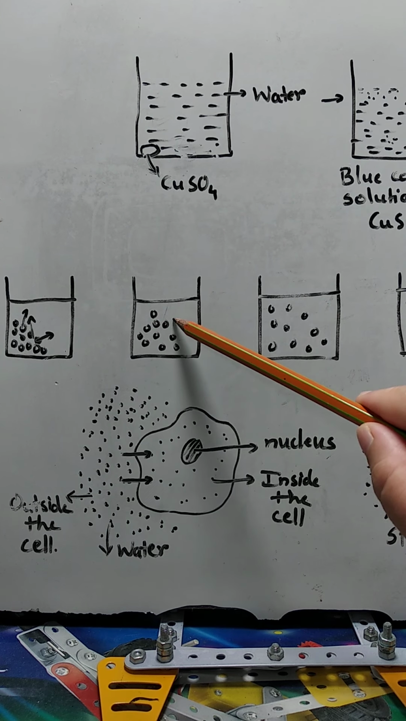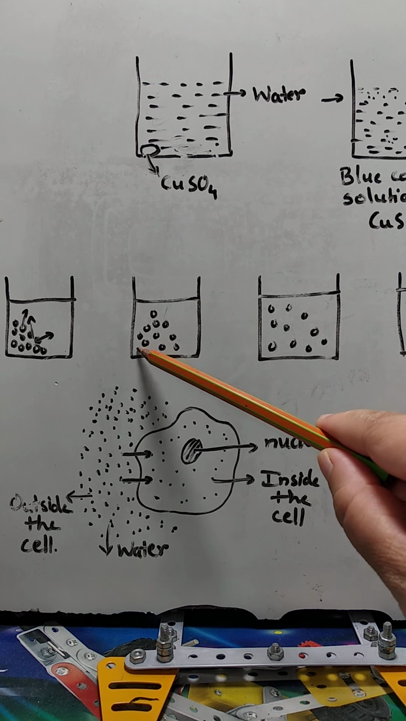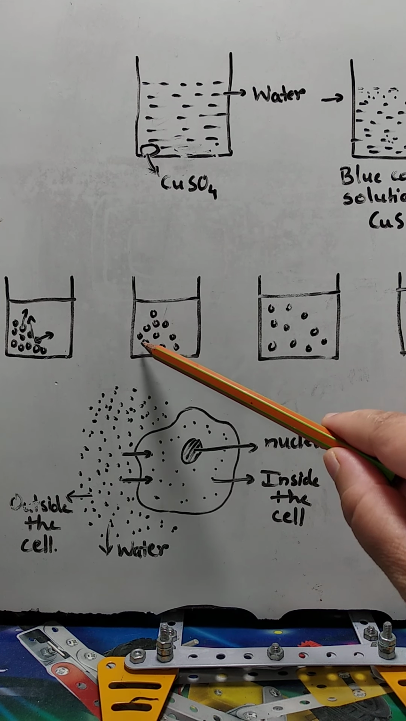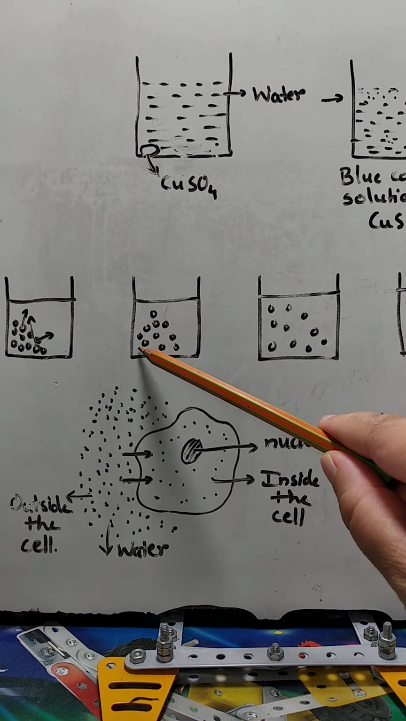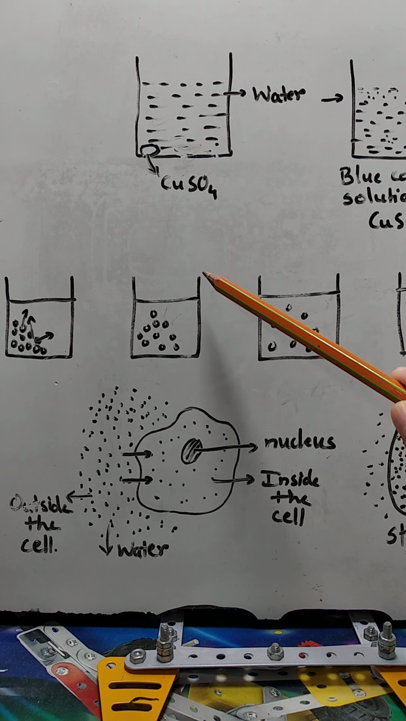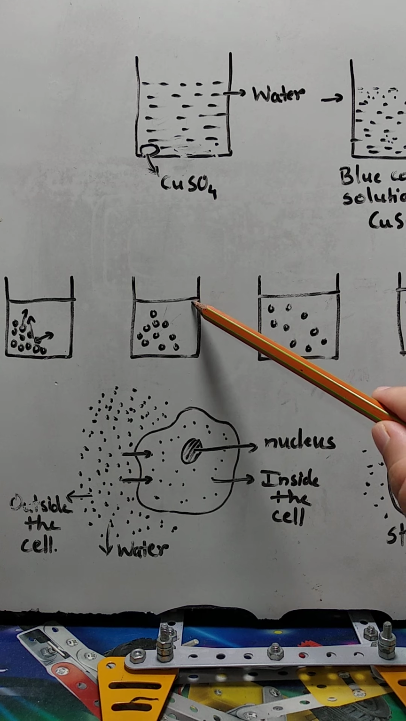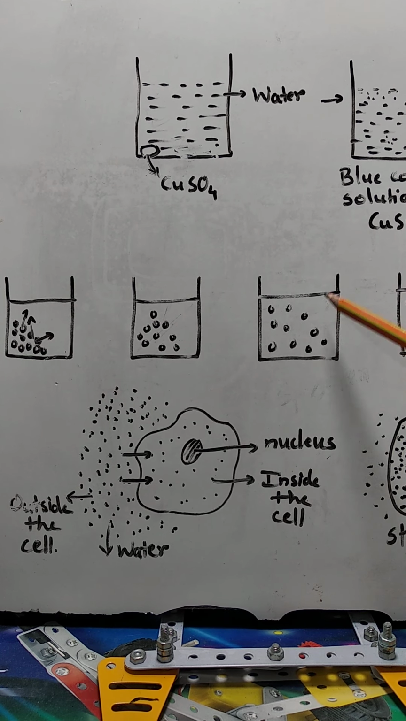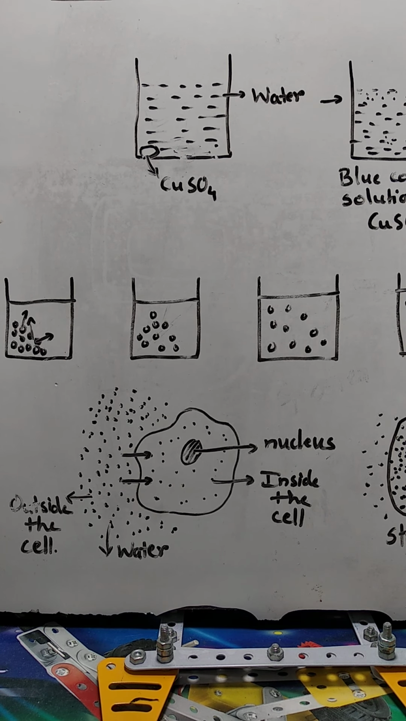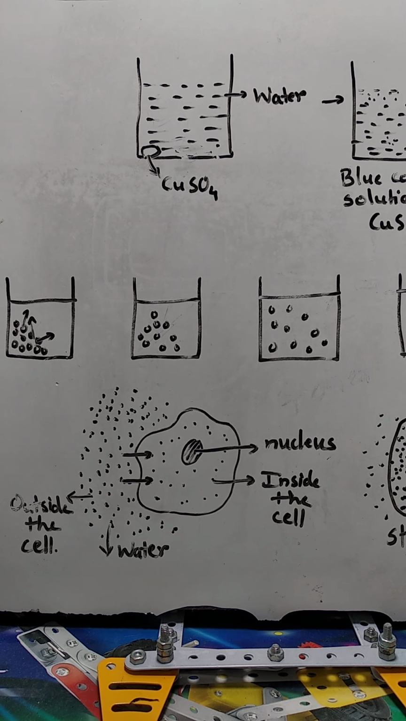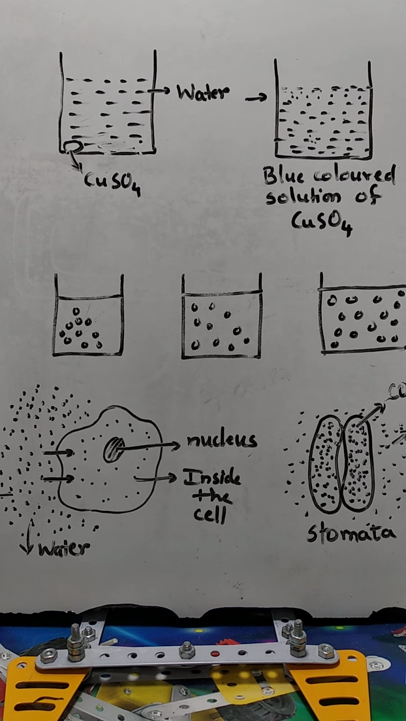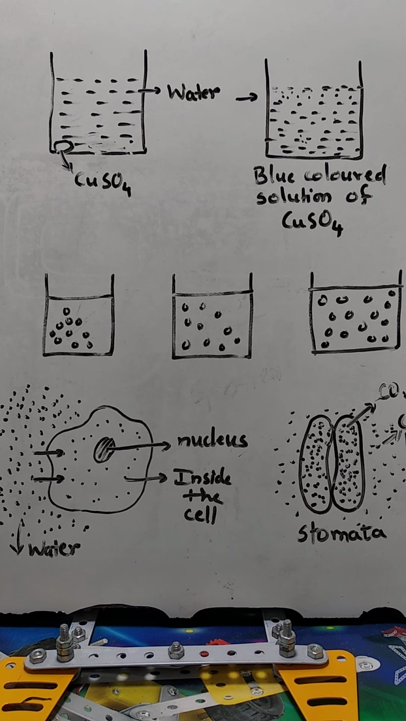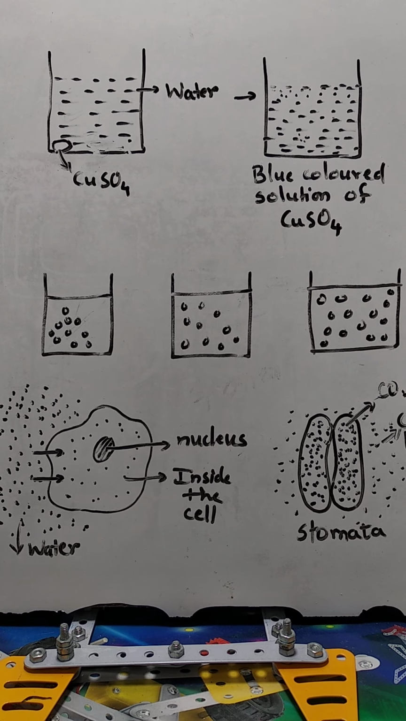So they will spread like this. They will try to mix with the water molecules. So there is a movement of copper sulfate particles in this direction and movement of water particles in the reverse direction. Then they will spread more, right? And after some time we see that the copper sulfate particles are uniformly distributed in the solution. So this is the end product which we are getting.